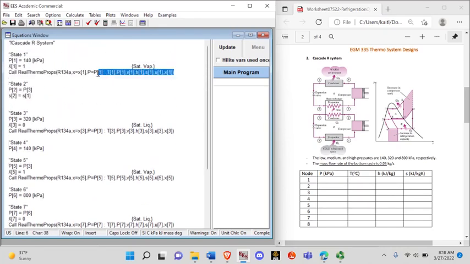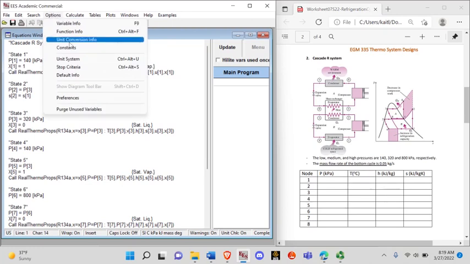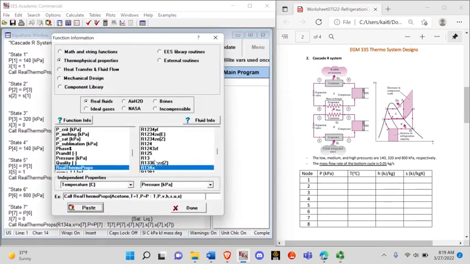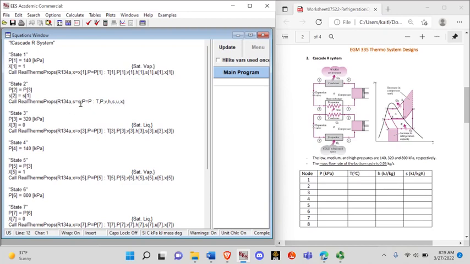So here I'm not going to copy and paste this. You could, but just so you don't make this mistake. Here are the two independent variables of quality and pressure. Here, two independent property values are pressure and entropy. So we want to make sure we have that denoted. Function, real fluids, R134A, real thermal props. Independent properties are pressure and specific entropy. We're going to paste. And this is state 2.